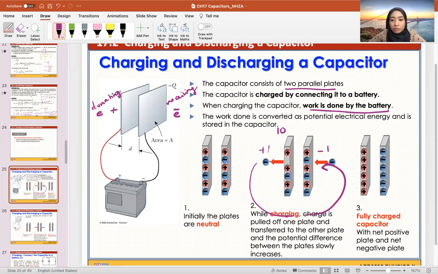So this process will happen until the net becomes 10. It becomes 1, 2, 3, 4, 5, until it reaches 10 and then it will stop charging because it has reached the maximum level. The maximum level depends on the capacitor. So if I have a high-end capacitor, the maximum charge is like 50. So the charging will happen until a net of 50 is achieved. If my capacitor has only a maximum of 10, the charging will happen until a net of 10 is achieved.